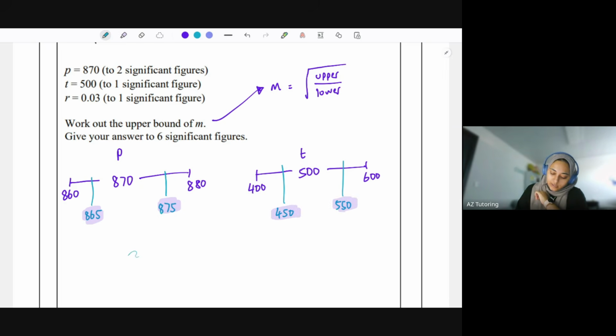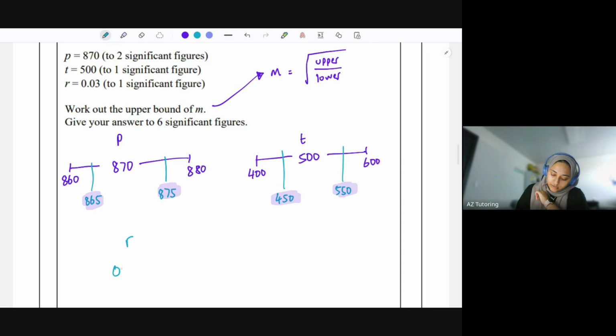Now let's do the same for R. So we've got 0.03 to 1 significant figure.